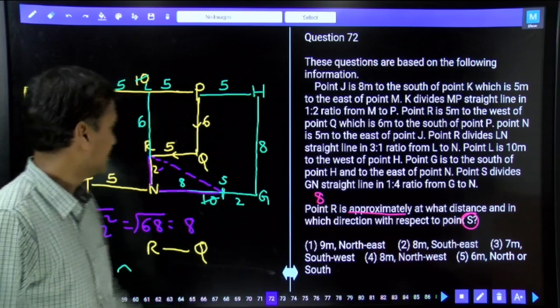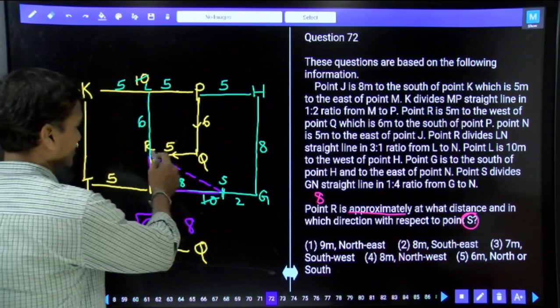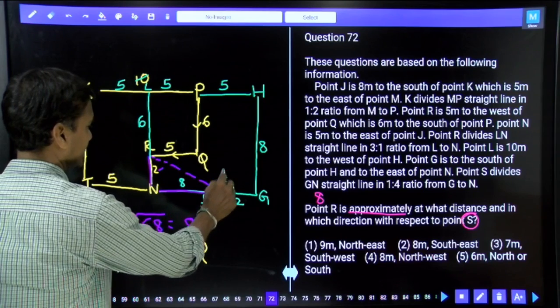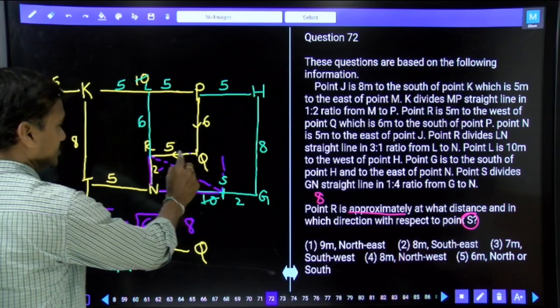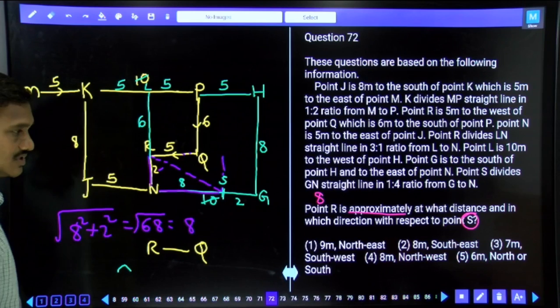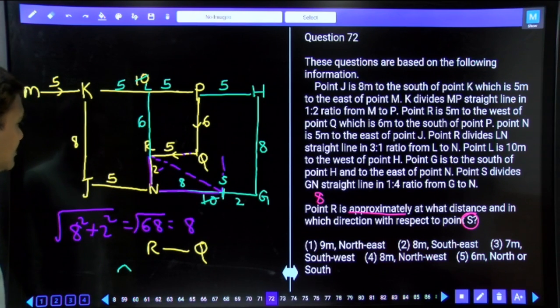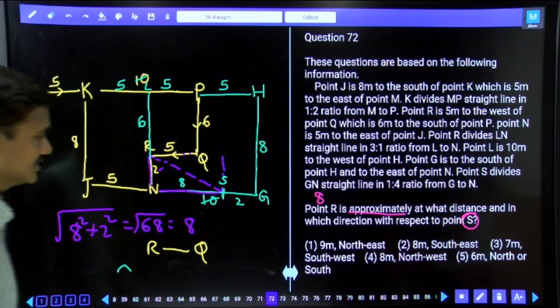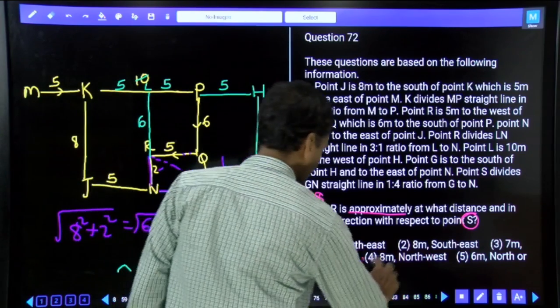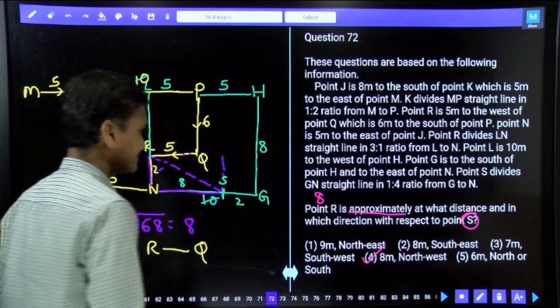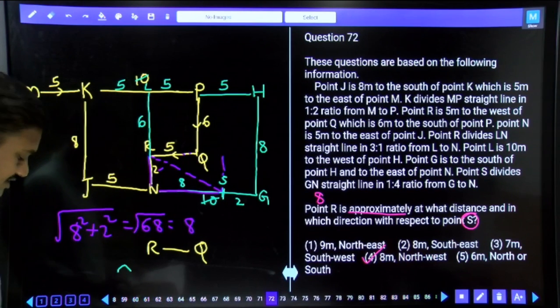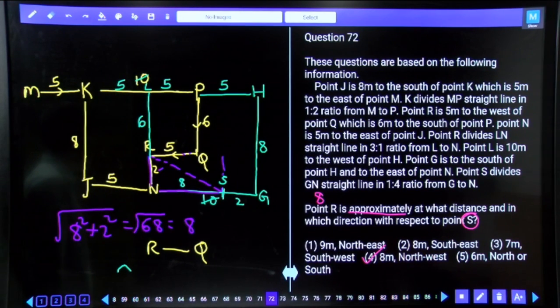And R is in which direction with respect to S? In order to reach R from S, first I need to move towards north, then towards west, north and west is northwest. Isn't it? Hence, what is your answer here? R is to the northwest of S, R is 8 meters. 8 meters northwest, that is choice 4. Question number 72 is choice 4. Clear now?